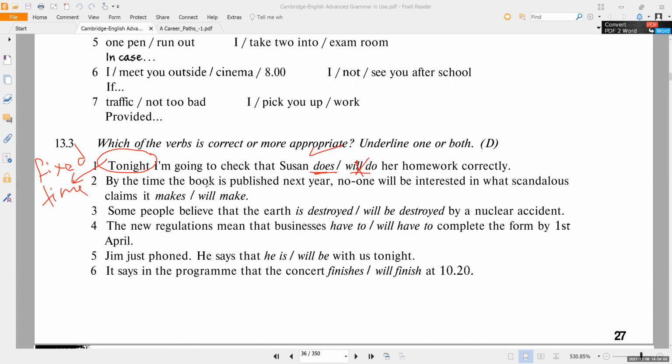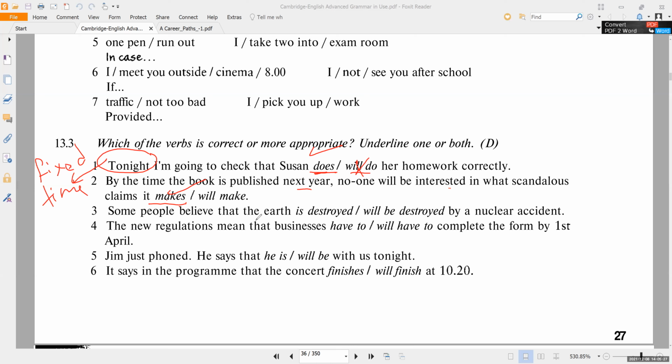"By the time the book is published next year, no one will be interested in what scandalous claims it makes" or "it will make". By the time the book is published next year, no one will be interested in what scandalous claims it makes. So here it will be "it makes". No one cares about the scandalous claims because they will become old news, so here it is the simple present.